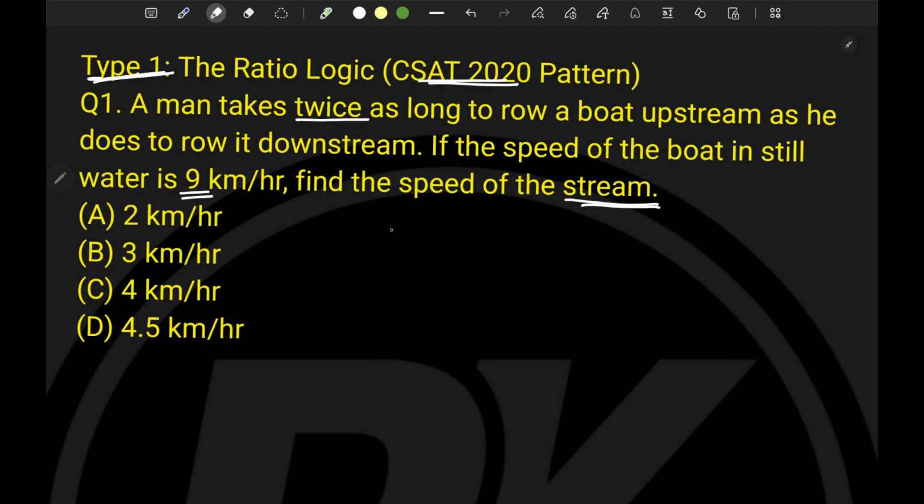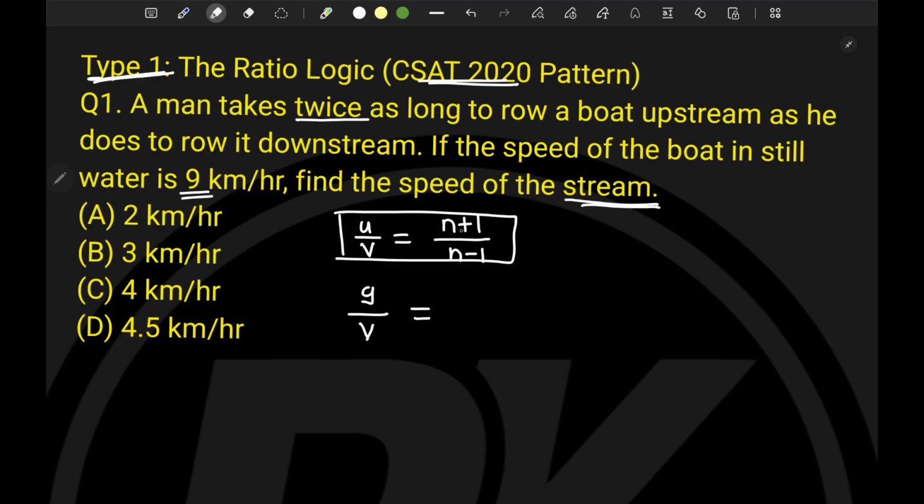From previous problems, those who can remember, we have seen u by v, where u is the speed of a man or a boat, and v is the speed of the stream, equals, if it is taking n times to row upstream compared to downstream, we have this formula, right? Those who can remember can directly put in the values. So what is u? It is the speed of the boat, which is given as 9 km per hour, so they will put 9. The speed of the stream we have to find out. How many times, n times, it is given as twice, that means n equals 2, so 2 plus 1 divided by 2 minus 1.